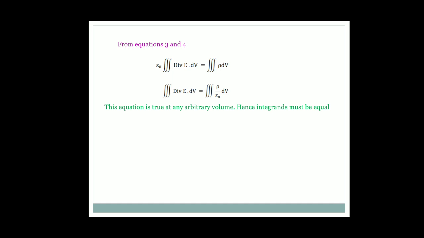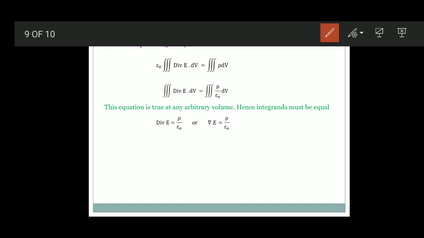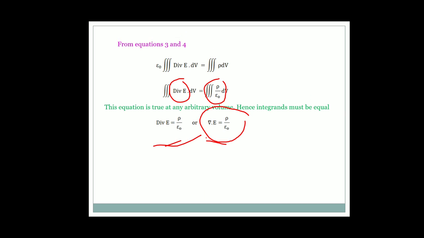This equation is true for any arbitrary volume, hence the integrands must be equal. So del dot E is equal to rho by epsilon naught. Del dot E is the divergence of E, and del is nothing but, as we know, i into dou by dou x plus j into dou by dou y plus k into dou by dou z. There is differentiation. So this is called the differential form of the Gauss law.